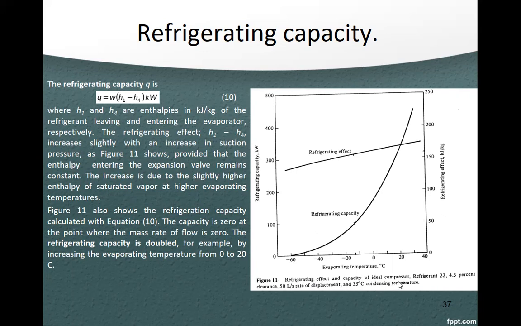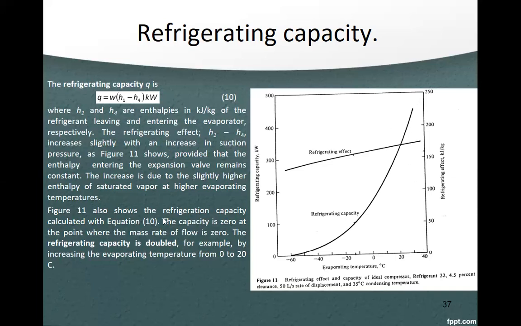Refrigerating effect and capacity of an ideal compressor, refrigerant 22, 50 liters per second displacement, condensing temperature 35. That point there, it continues upward. The increase is due to the slightly higher enthalpy of saturated vapor at higher evaporating temperature.